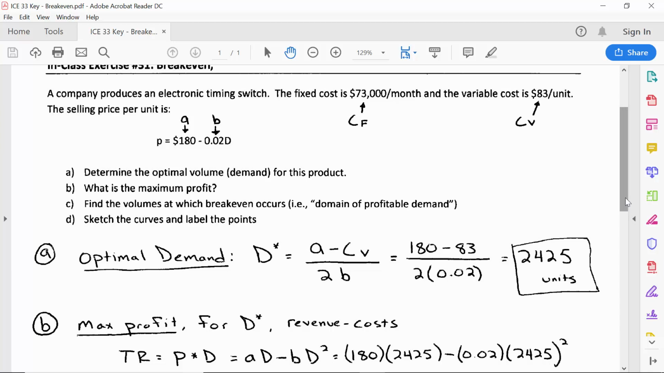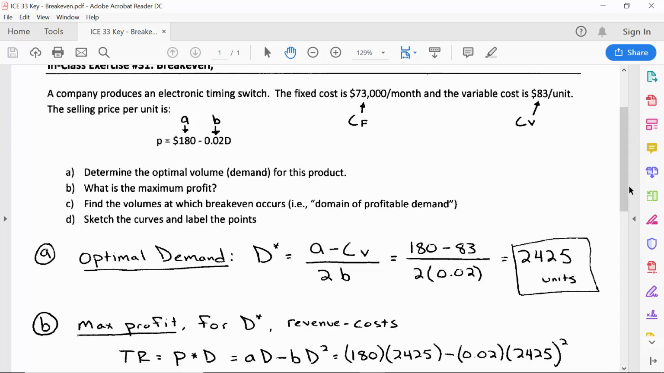Now, max profit is going to be revenue minus costs. One of the ways to find out your revenue is just how many units are sold multiplied by the selling price. And so we know that it's 2425 units. That's the number of units we should sell to maximize our profits. 2425. And then what price is that? So we put that into this 180 minus 0.02 times D. And so the price is going to be 180 minus 0.02 times 2425. This equation that I've got on the screen basically combines those two together.